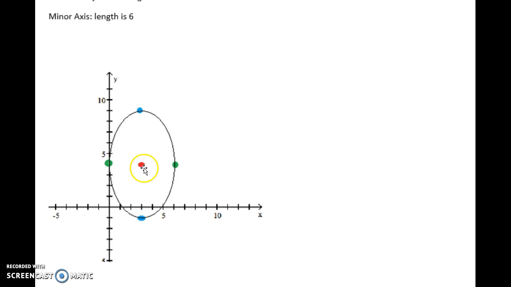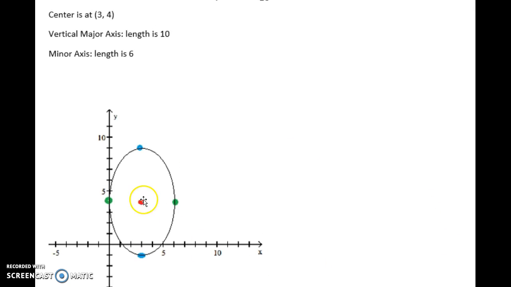We go to the center. We said the major axis had a length of 10, so that's up 5, down 5, that gives you a length of 10, mark those points. Length of 6, go left 3 and right 3, and now you can connect those dots and draw your ellipse.